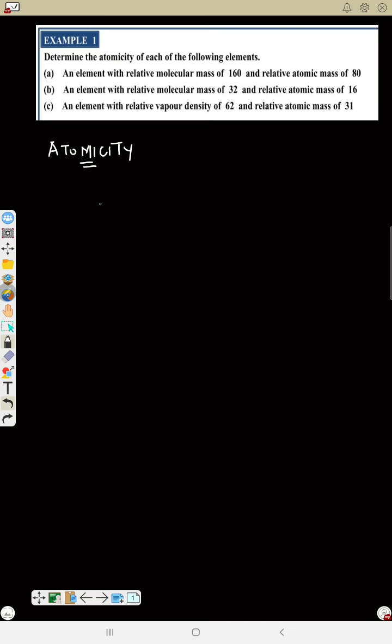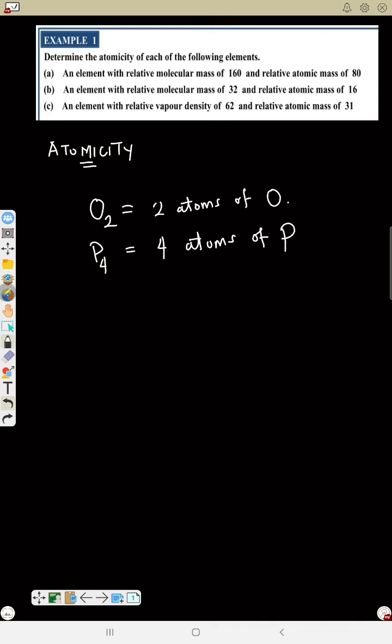So, for example, if I have O2, now this is oxygen, but how many oxygen? Two oxygen, because of that two. That means this is the same thing as two atoms of oxygen. So now if I have P4, how many phosphorus is this? 4, because of this 4 here. That means this is the same thing as four atoms of phosphorus, like that.